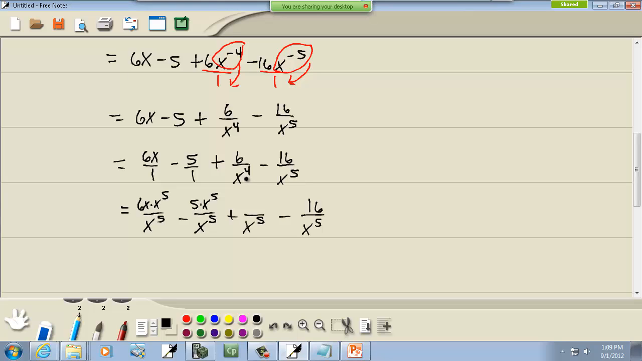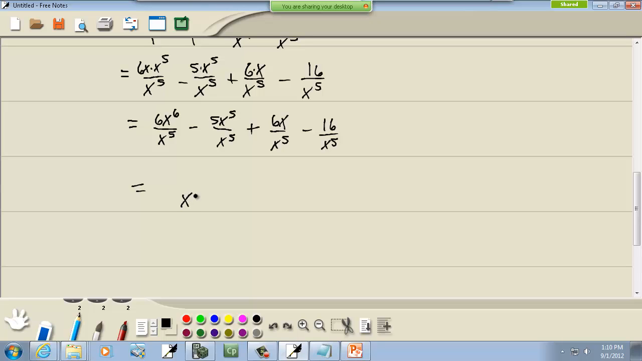Now this one, I multiplied the bottom part by x, so I have to multiply the top part by x. So that gives us 6x to the 6 over x to the 5th minus 5x to the 5th over x to the 5th plus 6x over x to the 5th minus 16 over x to the 5th.